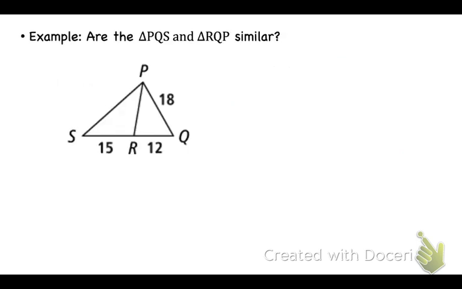Okay, are the triangles PQS and RQP similar? Now, in this picture, how many triangles do you see? 2, 3. 3. Because we have this triangle. We have this triangle. And then we have the whole thing. So we got lots, right? So we need to know which ones we are talking about.